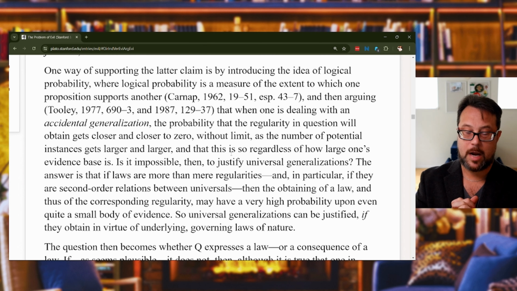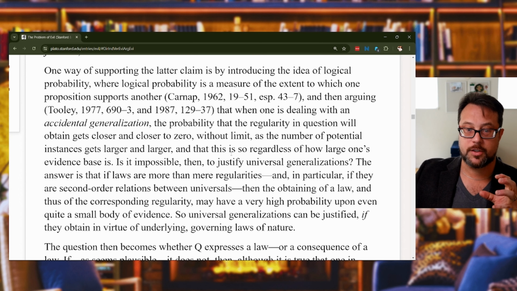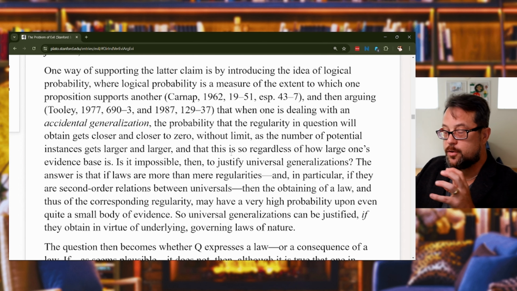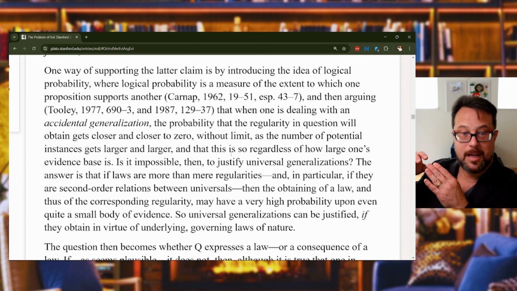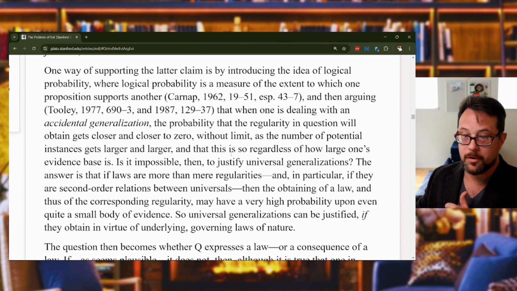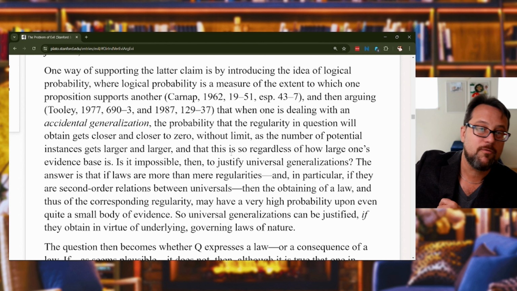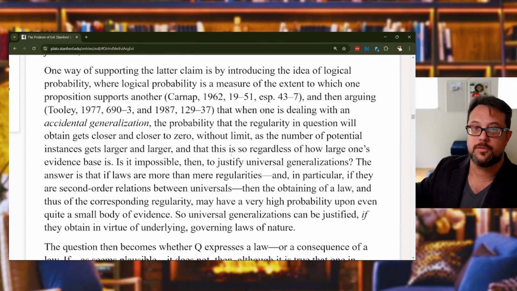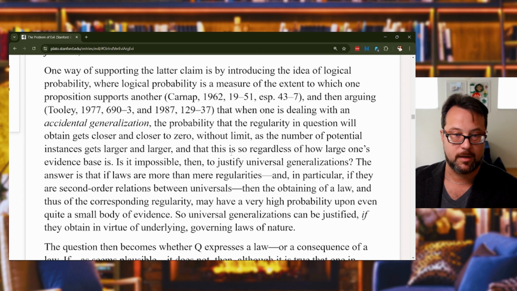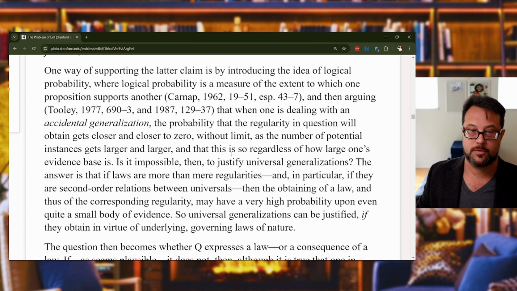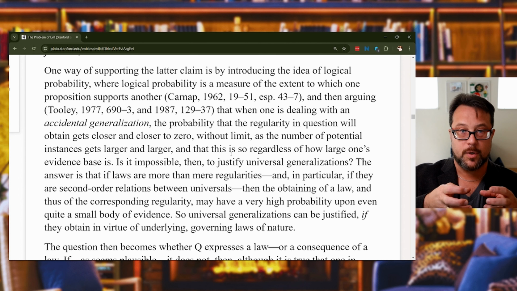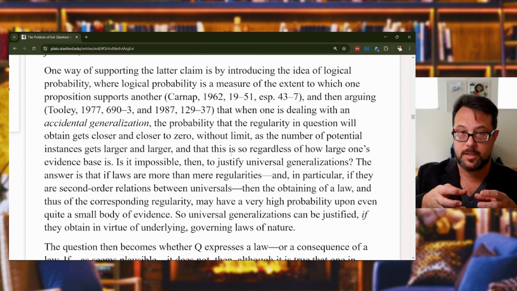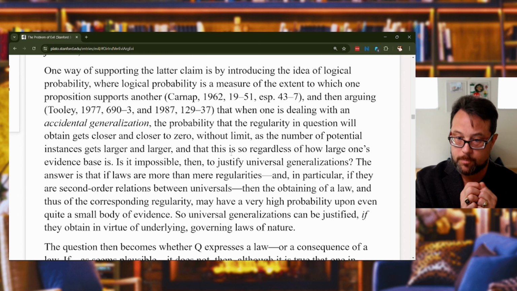And so as we get bigger and bigger conjunctions, basically we're going to be running ourselves probabilistically into the ground, or closer to zero, and we can do that infinitely. So we're going to bottom out and just have this very low probability, even if we introduce the notion of logical probability, so we can talk about how particular conjuncts in the whole conjunction are interacting and supporting each other.